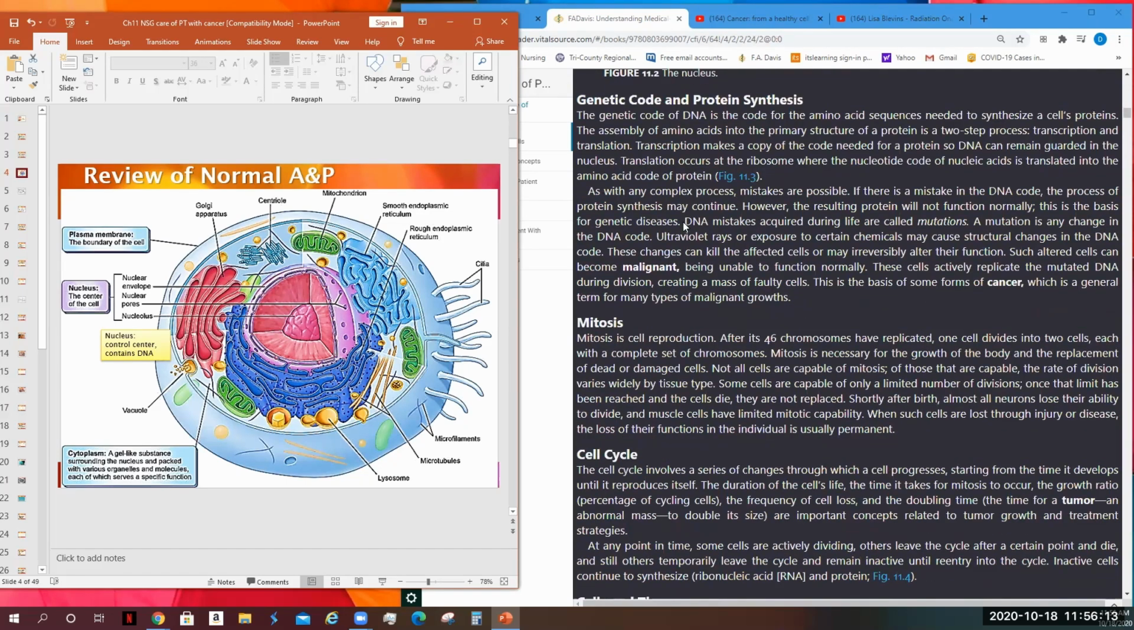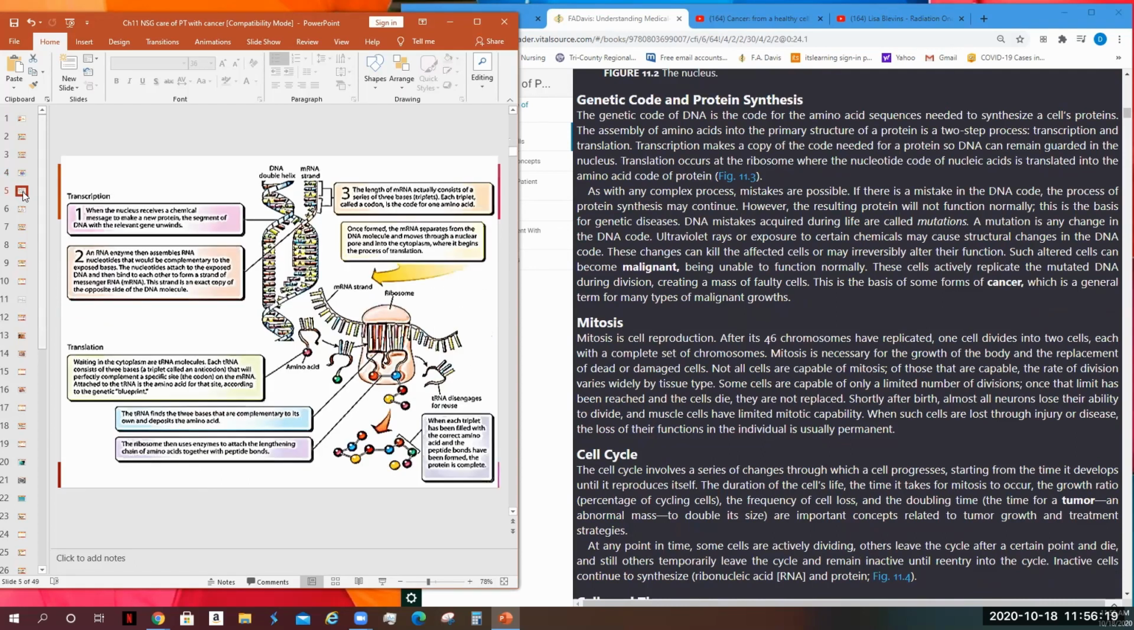Genetic code and protein synthesis. The genetic code of DNA is the code for the amino acid sequences needed to synthesize a cell's proteins. The assembly of the amino acids into the primary structure of a protein is a two-step process: transcription and translation. Transcription makes a copy of the code needed for a protein so the DNA can remain guarded in the nucleus.